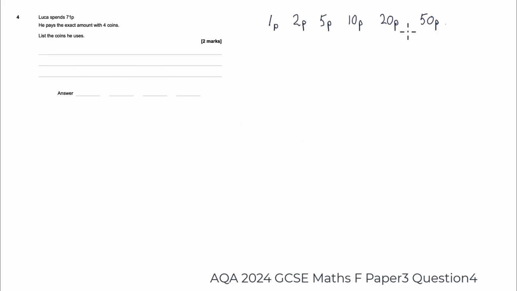So let's try and use 1 50 pence. Now what does that leave us? We've got 71 pence and we take away 50 pence.